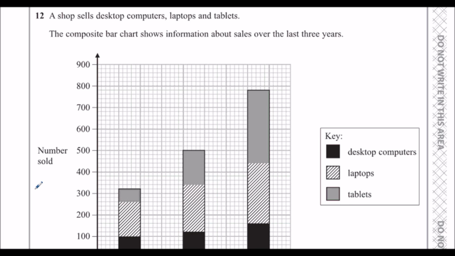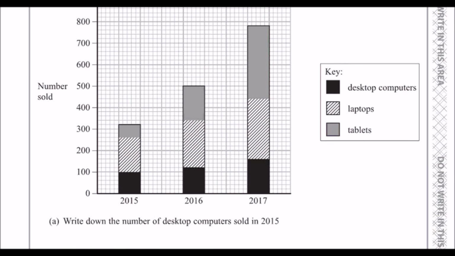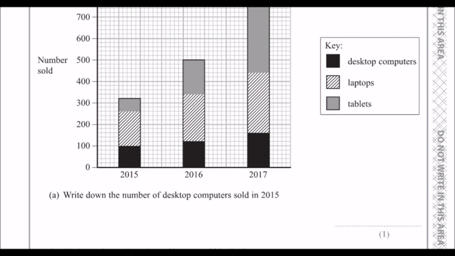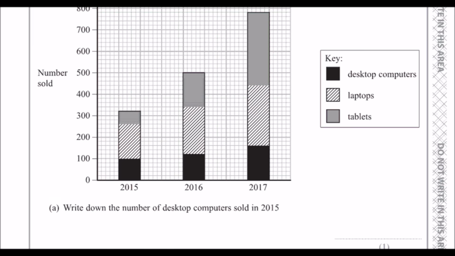Okay, question 12. A shop sells desktop computers, laptops and tablets. We've got a composite bar chart and it shows information about the sales over the last 3 years. So what's the question? So we've got the bar chart here. We've got a key, so the black bit's desktop, the diagonal lines are laptops, and the grey bit is tablets.